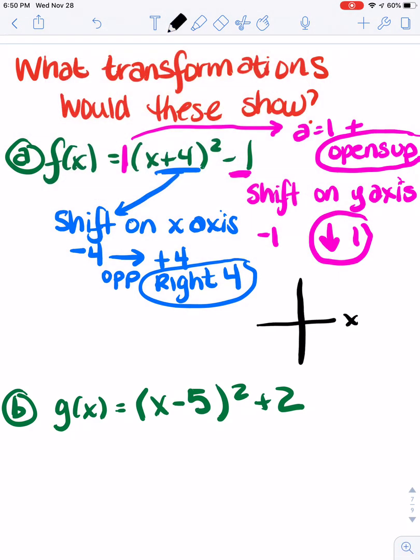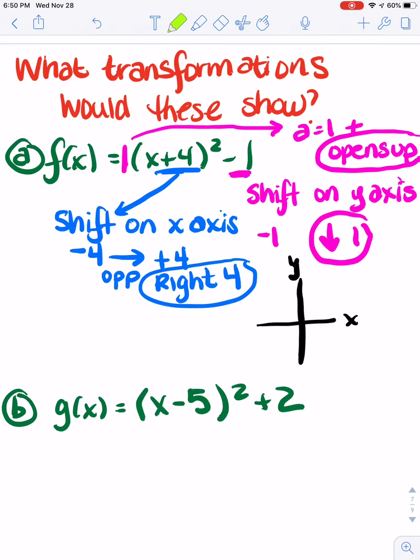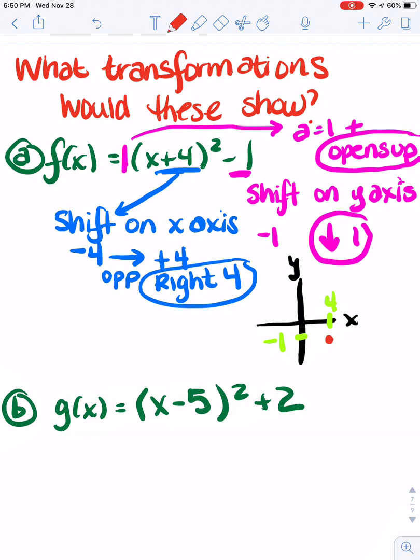So if I have x and y, and I would go to the right 4, so I know somewhere 4 here. I would go down -1, and I would see where those two meet, and that would be my vertex point. And I know it opens up, so it's going to look like this.